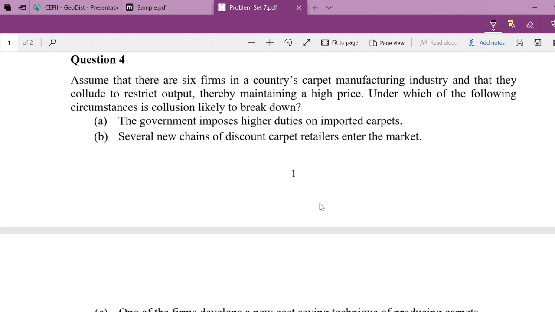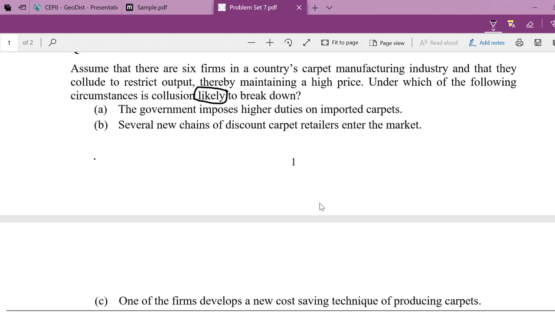Assume that there are 6 firms in a country's carpet manufacturing industry and that they collude to restrict output. So they're working together in some way, tacitly or openly and explicitly, thereby maintaining a high price. Restricting output means you produce less than the minimum required, and as a result, prices are higher. Now, under which of the following circumstances is collusion likely to break down? Notice this is likely, not definitely. It's likely that the collusion breaks down.